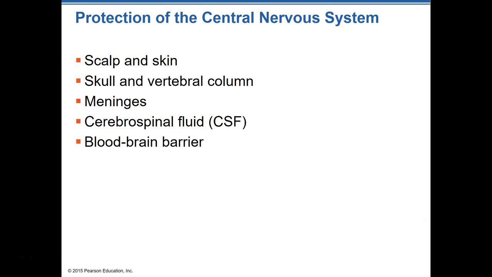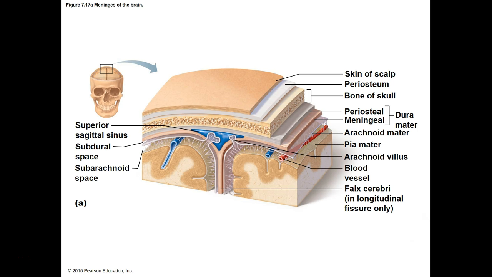All right, so how is the central nervous system protected? It is such a delicate and sensitive system, it needs to be well protected. So scalp and skin, obviously, protect everything, protect all of us. But also we have the skull and the vertebrae. We've talked about how they protect it. Something we haven't talked about are the meninges, the cerebrospinal fluid, and the blood-brain barrier, and we're going to talk about those. Okay?